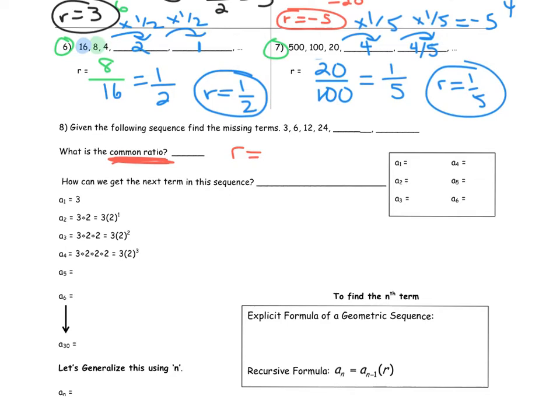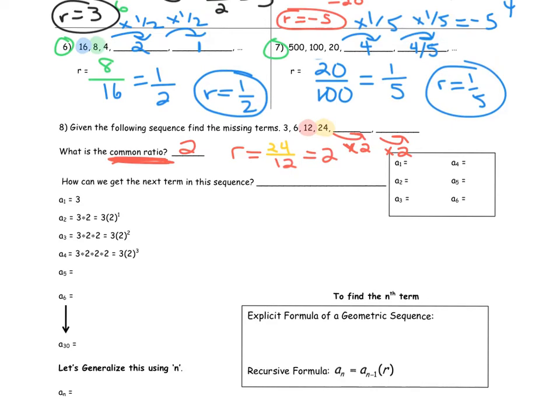So let's take whichever term you guys want. What do you want to pick? Sure, we can go with 24. And the previous term to 24 is 12. So I have 24, and I'm dividing that by 12. Well, 24 divided by 12 is 2, so my common ratio is 2, meaning we are multiplying every term here by 2. Every term is getting multiplied by 2.